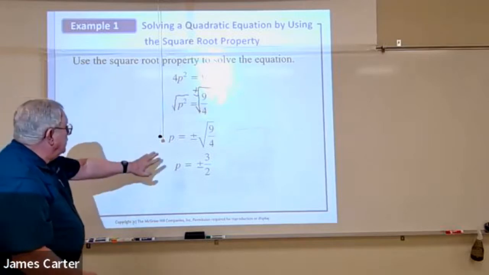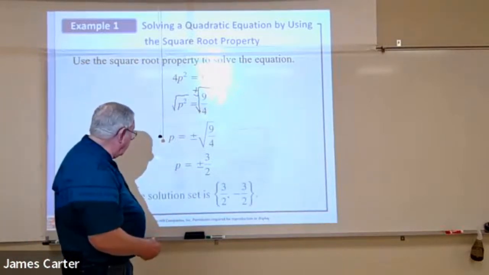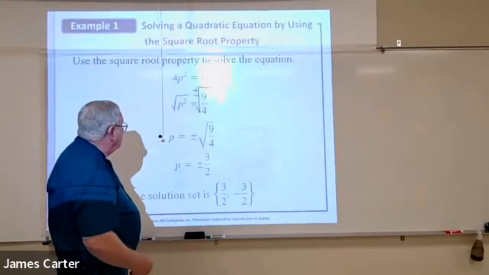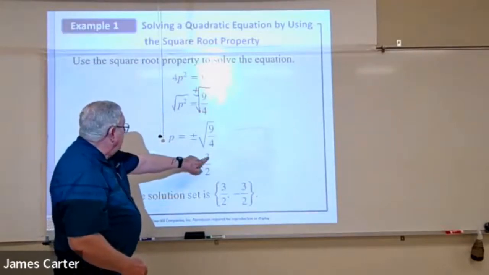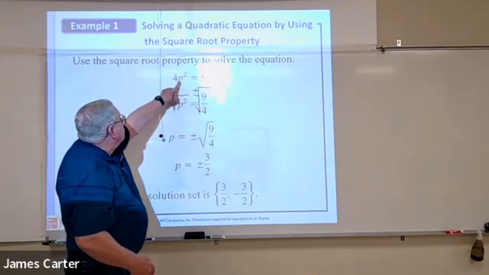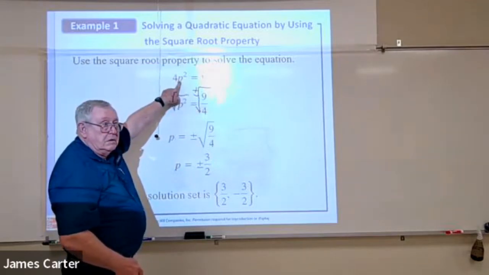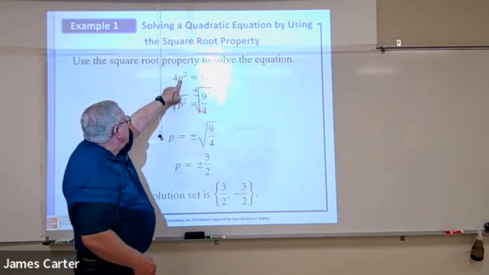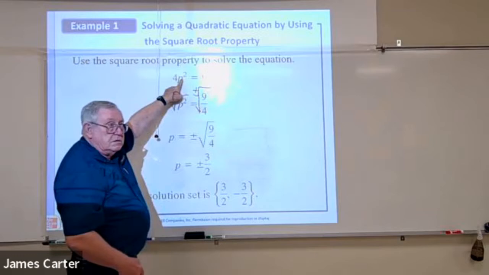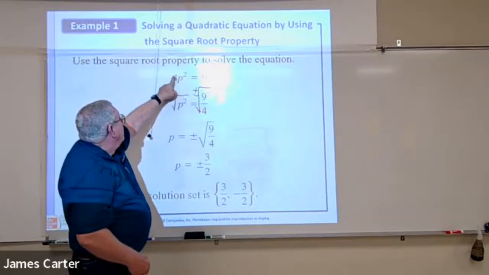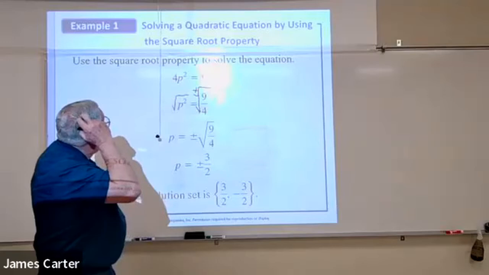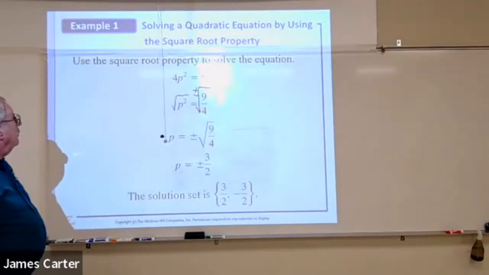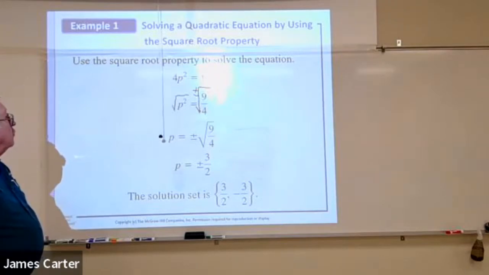Okay. Now let's test this to see if it's true. I think they may actually, nope, they don't check it. So let me check it with you. If it's positive 3/2 right here, 3/2 squared is 9/4, right? And then we've got 4 times that, and the 4's cancel, and I get 9 equals 9.